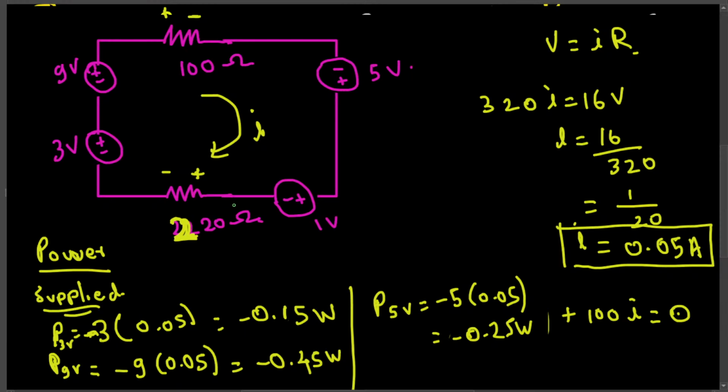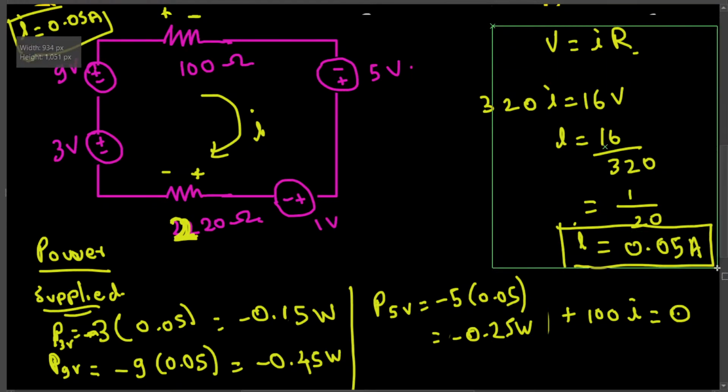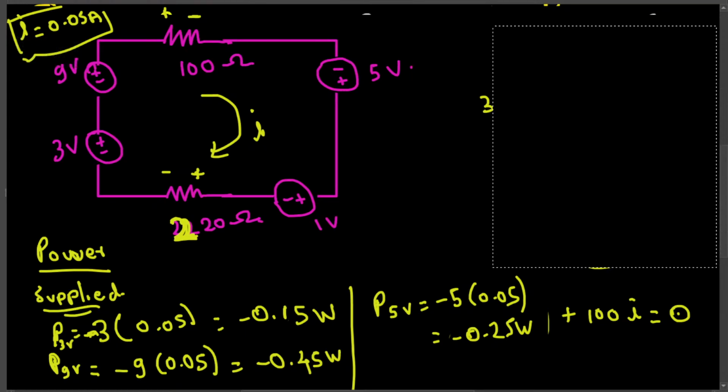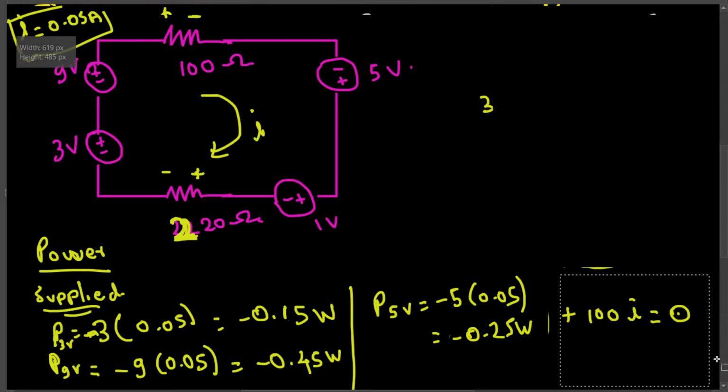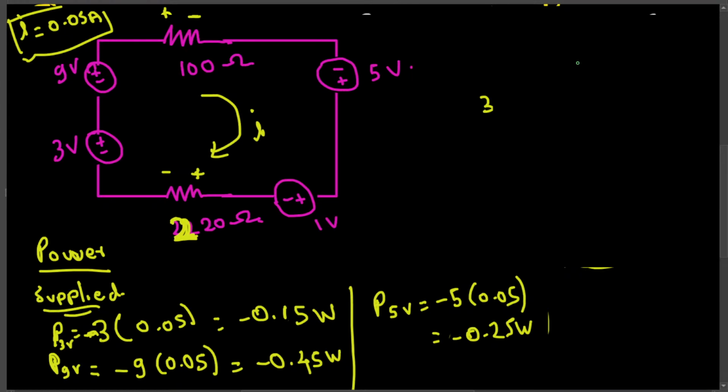Now let's calculate the power absorbed. I'm going to go ahead and erase this one. The only thing we have to remember is current. Current is equal to 0.05 ampere. Let's note that one down here. Others we can just erase. So now we are going to calculate the power absorbed.